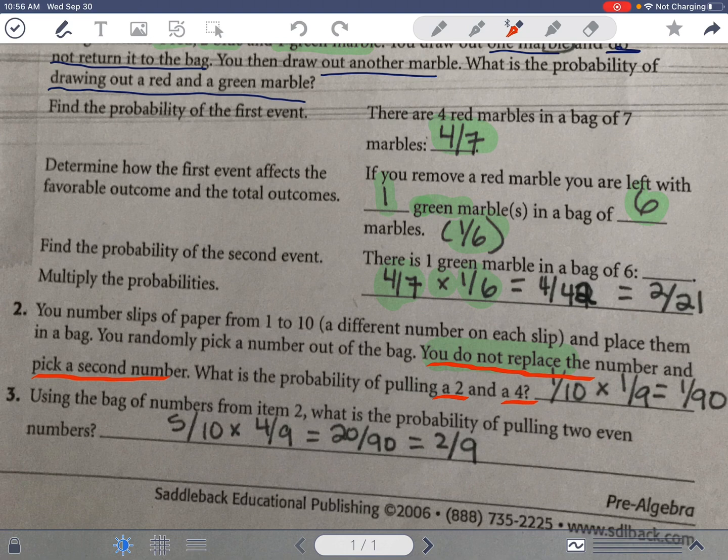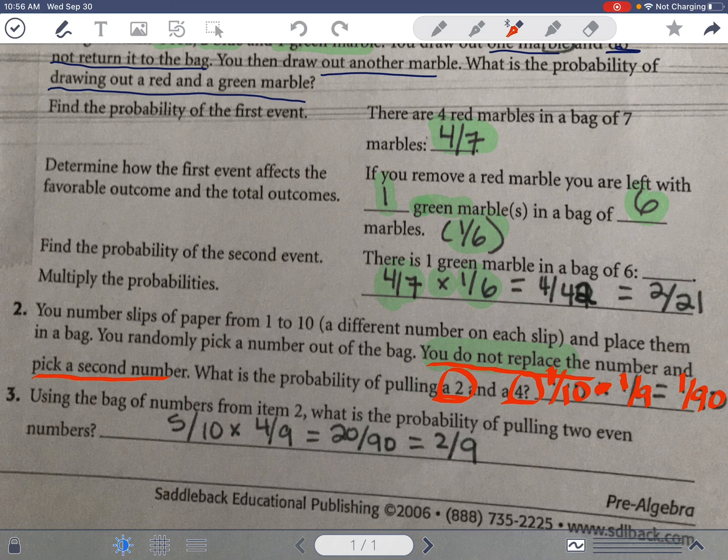Okay, so the probability of pulling a 2 is 1 out of 10 numbers. You only have one number 2. You don't put that back in the bag. So now you have to multiply that by the probability of getting a 4, which is 1 out of 9. You take your total number of numbers in the bag and reduce it by 1. You multiply straight across, you get 1/90th. Okay? These are dependent events.